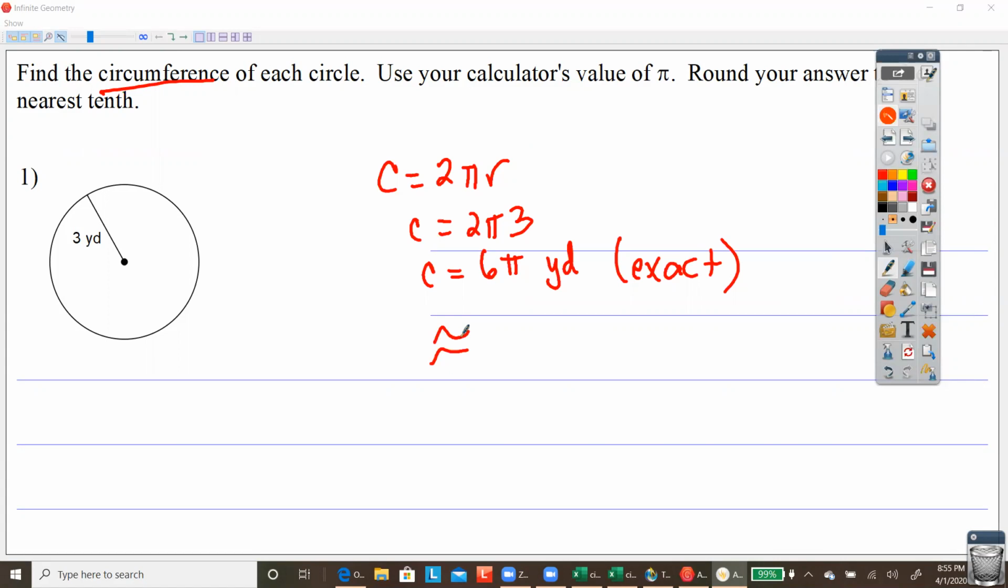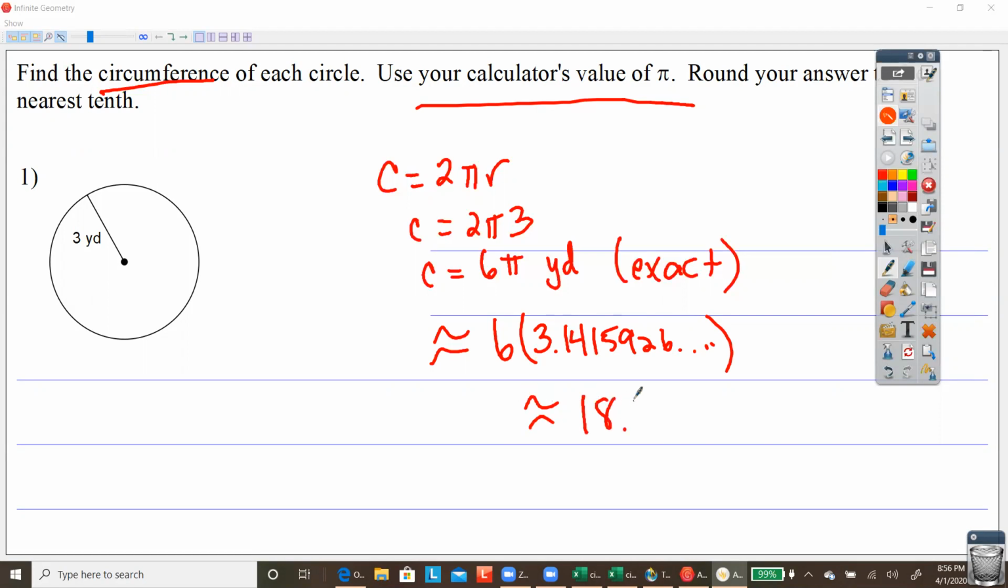Now, an approximate answer is one that would use the pi key in your calculator. Find the pi key in your calculator and press it. If you do that, you'll see it gives you more digits of pi. So if you were to do this in your calculator, it would be 6 times whatever the pi key gives you, and it's 3.14159926. You don't have to write all these down. I'm just writing it down now because I don't have the calculator in front of me. So when you multiply that by 6, you're going to get 18.8 if we round to the nearest tenth.